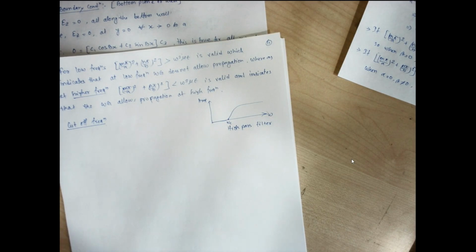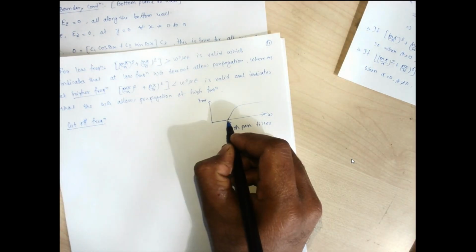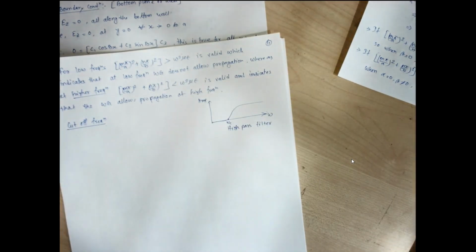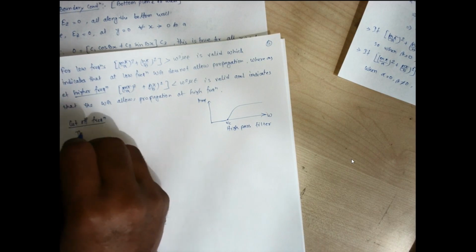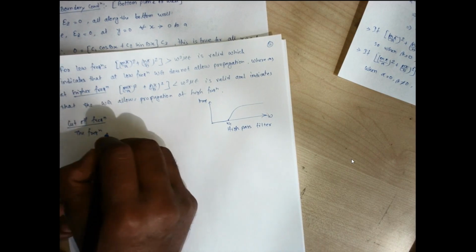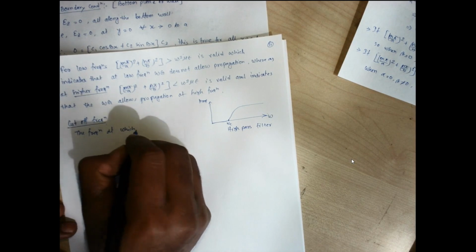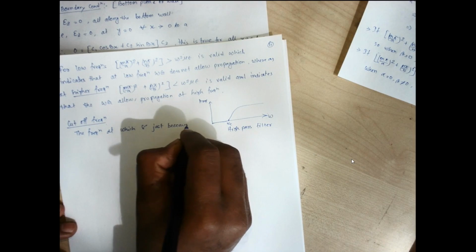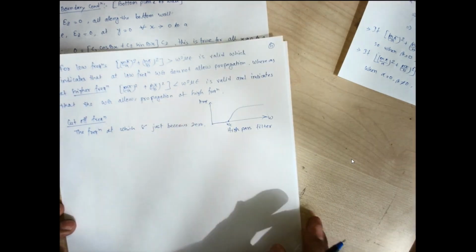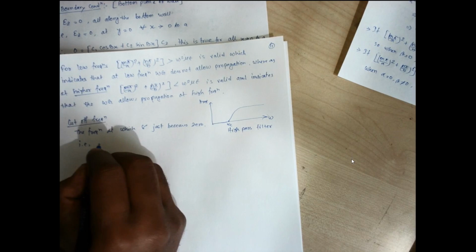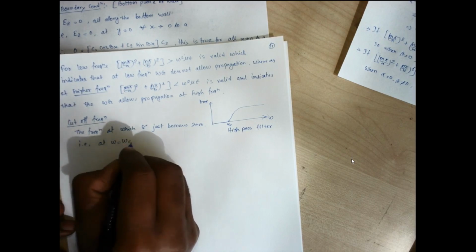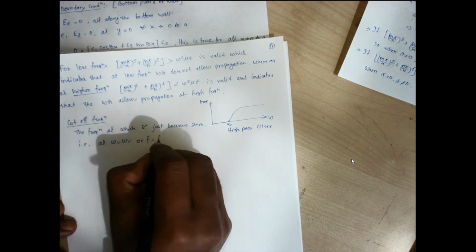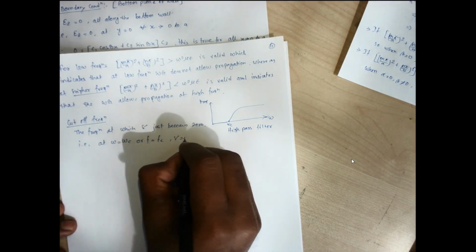In this case there is no propagation. After which we are having the propagation. So at this point gamma is just 0. After that it is having a non-zero value. The frequency at which gamma just becomes 0, that is, at omega equals omega c or f equals fc, gamma equals 0.